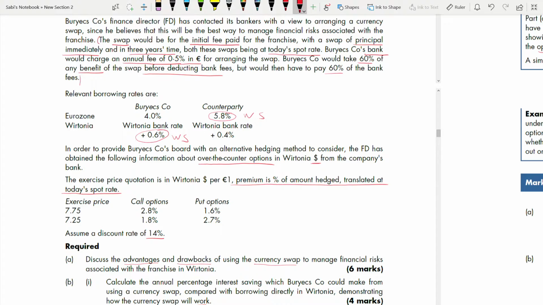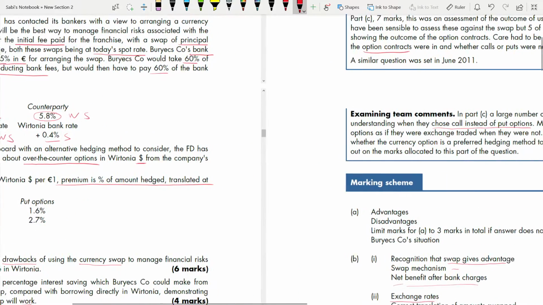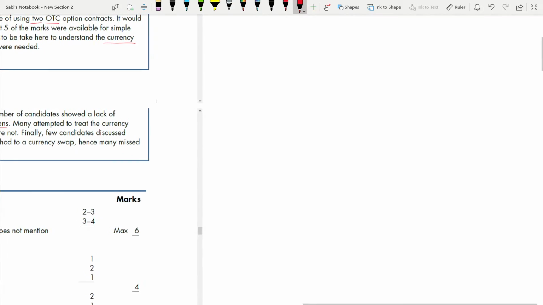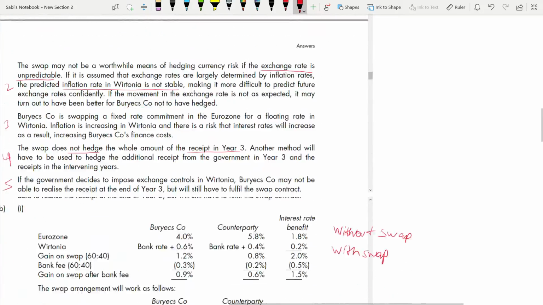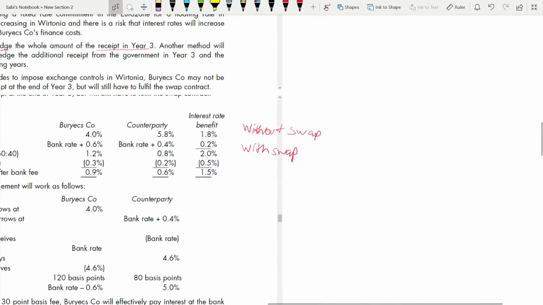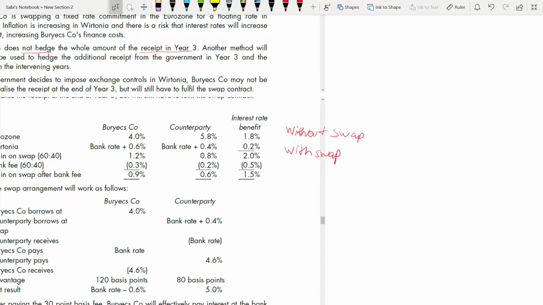Likewise, with swap it will be the lower rate, this one and this one. Swap, swap, right? So that's what I'm going to do here: without swap and with swap.